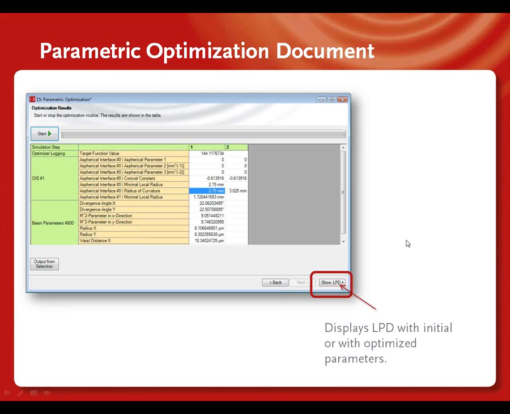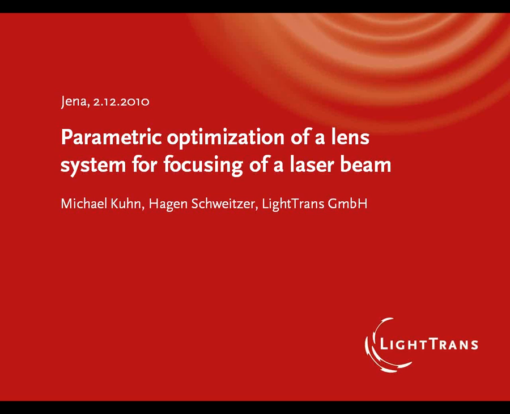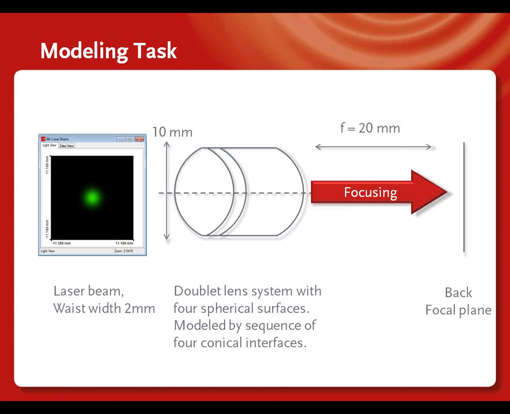So I think this was now a lot of theory and maybe a lot of information. I would like to show you now three different examples, and I think this makes it a little bit easier to understand how this optimization works. And I would like to start by showing you the parametric optimization of a lens system for focusing of a laser beam. So we have here the following setup.